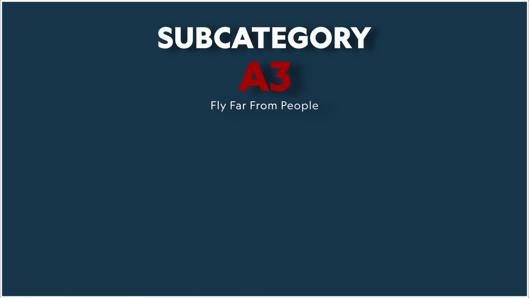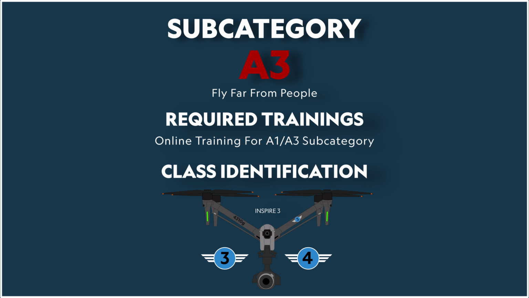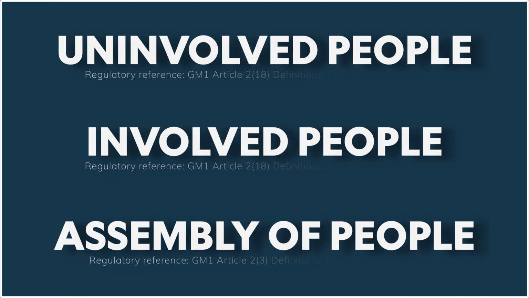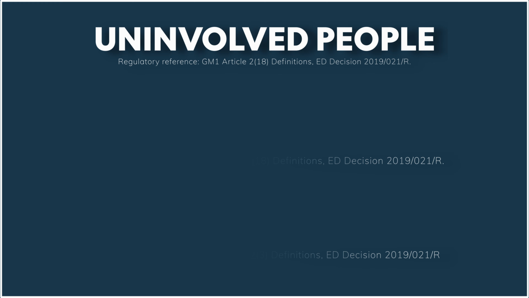And now we're going to cover subcategory A3, which is described as flying far from people, with the drone's class identification C3 and C4. Flying over uninvolved people and over assembly of people. And who exactly are uninvolved people, who are involved people, and what is an assembly of people?